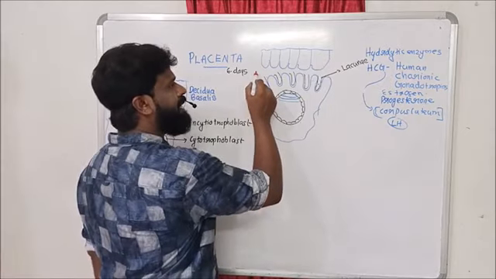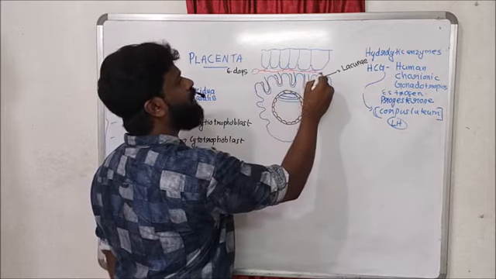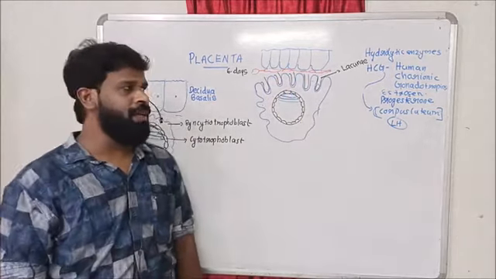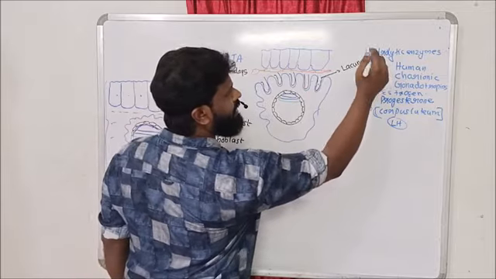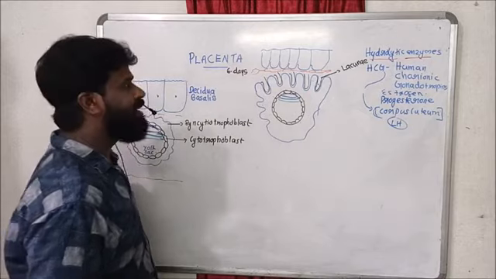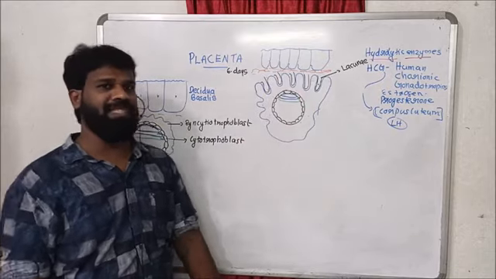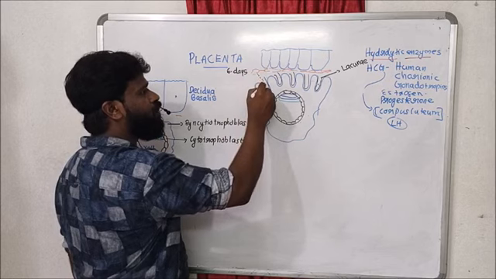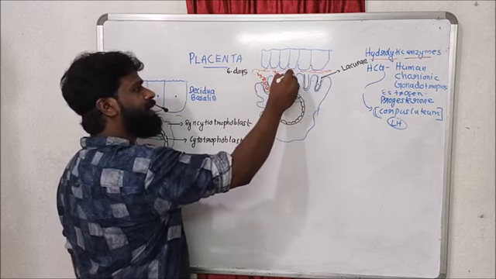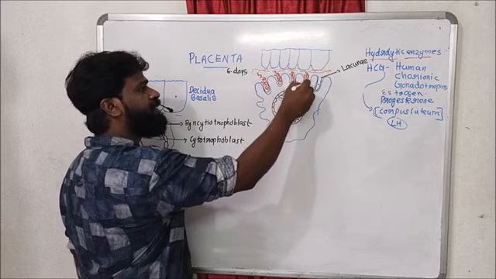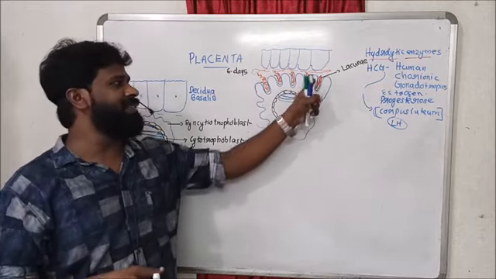We know here this is the endometrium, and this endometrial stromal tissue consists of blood vessels. So here blood vessels are in the endometrial stromal tissue. Now this syncytial trophoblast again secretes some hydrolytic enzymes, and this enzyme breaks the endothelium, the wall of this capillary. What happened? This blood seeps into the lacunae. That means this maternal blood seeps into the lacunae. So the maternal blood gets filled in this lacunae.